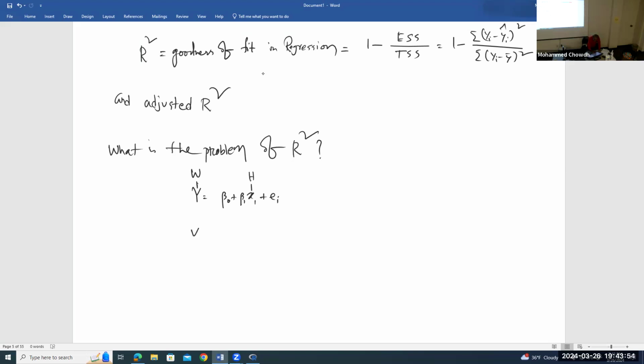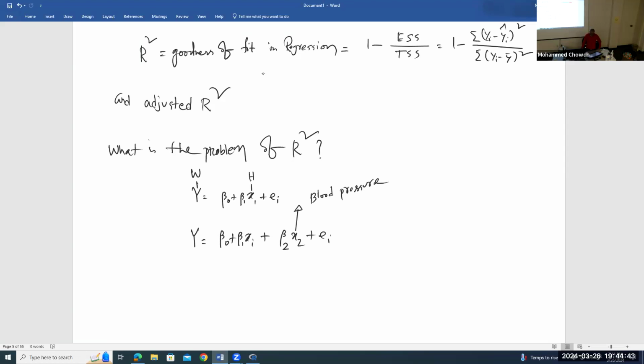In this case, if you add a variable, beta 0 plus beta 1 x1 plus beta 2 x2 plus ei, suppose this x2 is your blood pressure. So for the weight, I want to predict weight from the blood pressure. That does not make sense, right? A very irrelevant variable has been added.